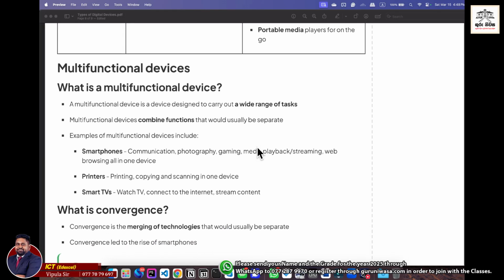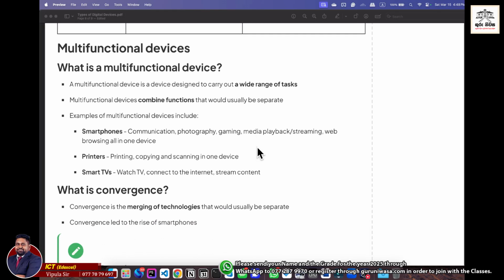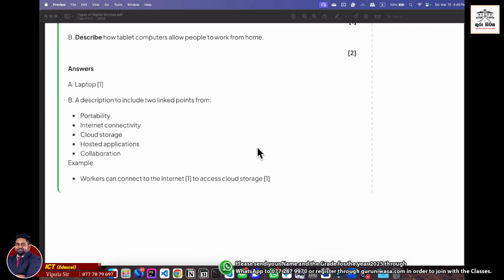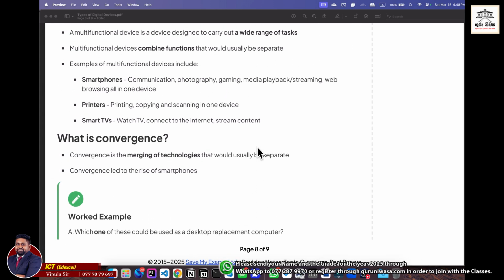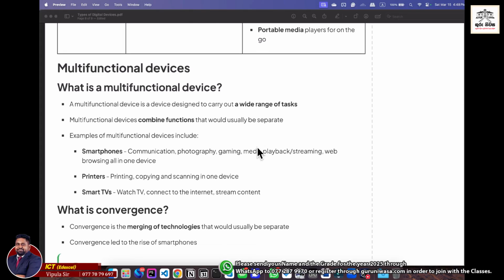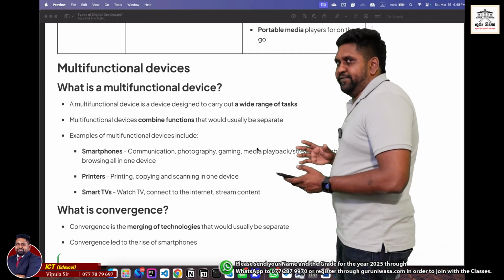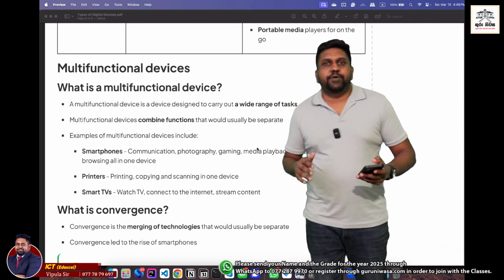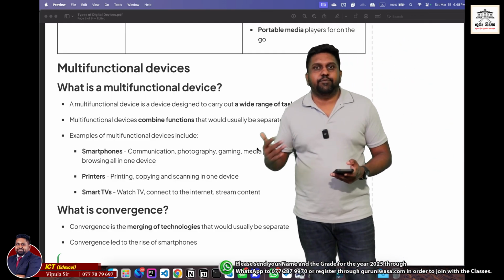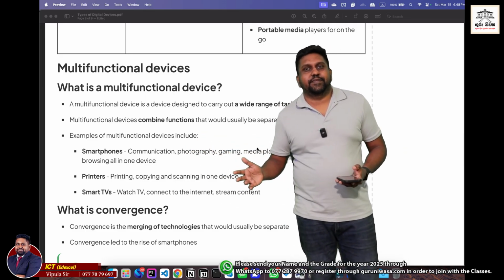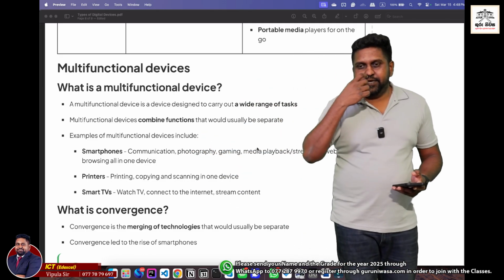Okay, then we jump into the last category, which is multifunctional devices. This is a bit of a tricky category. We have devices which can do a wide range of things. So let's see what this is.